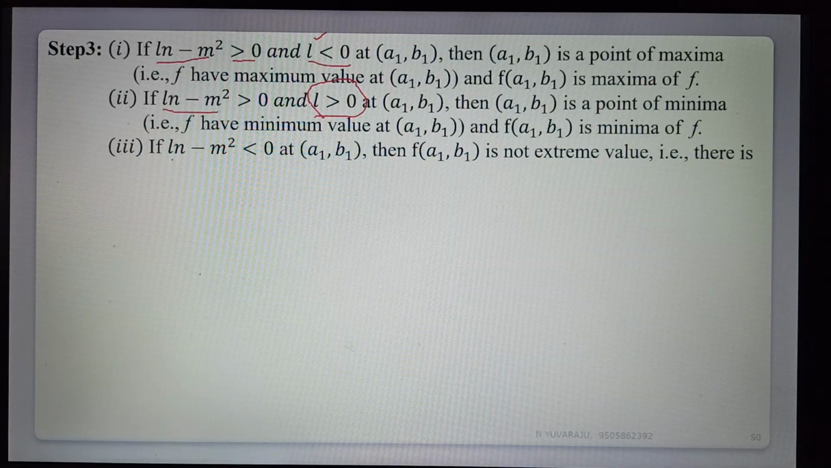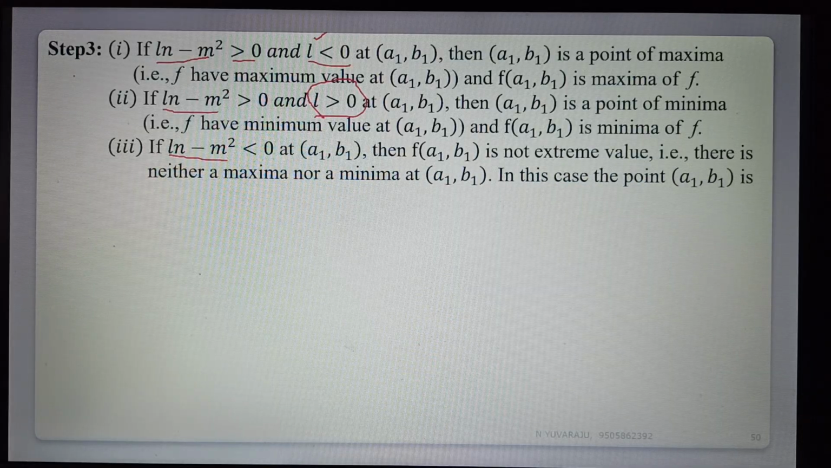Case 3, in case ln minus m square is less than 0, that is, in case the value is negative at the point a1 comma b1, then f of a1 comma b1 is not an extreme value, that is, there is no maxima or minima at a1 comma b1. In this case the point a1 comma b1 is called a saddle point. At a saddle point the function has no maxima or minima, that is when the condition ln minus m square is negative.